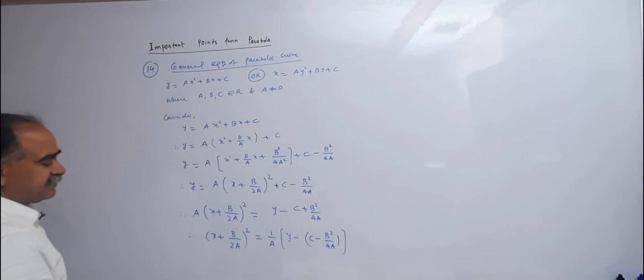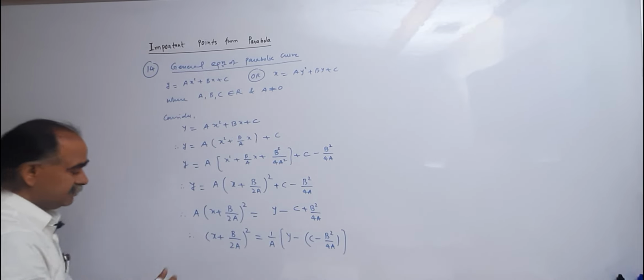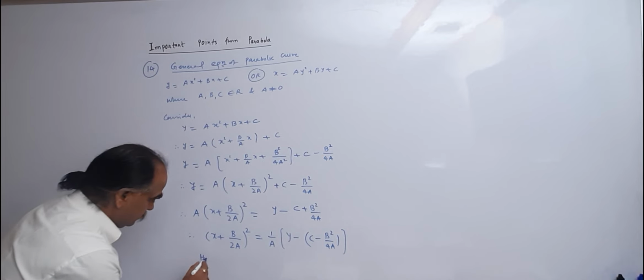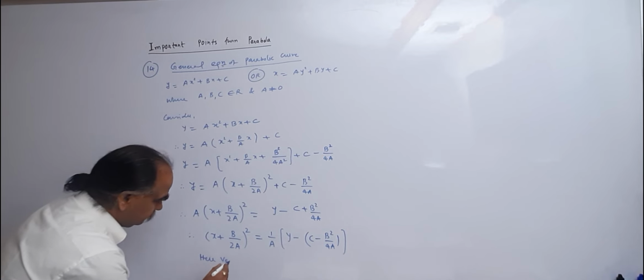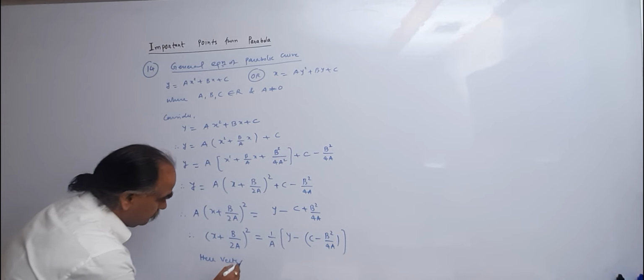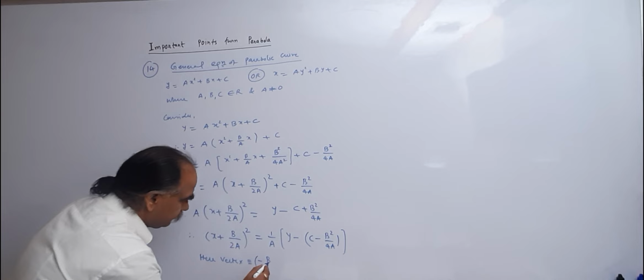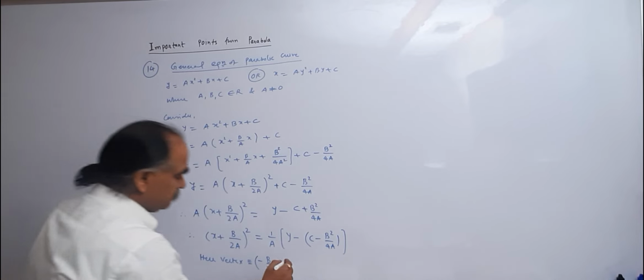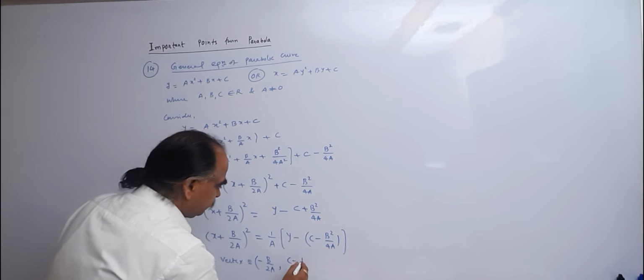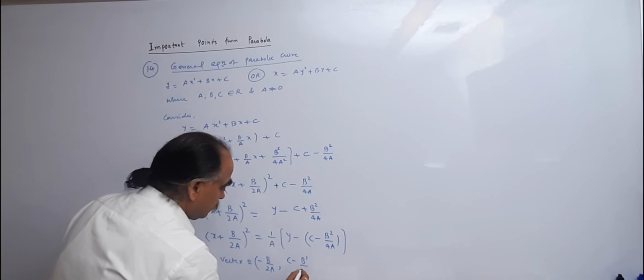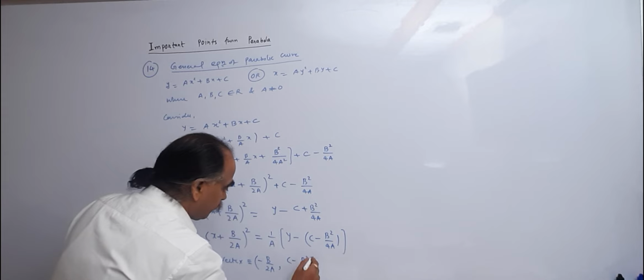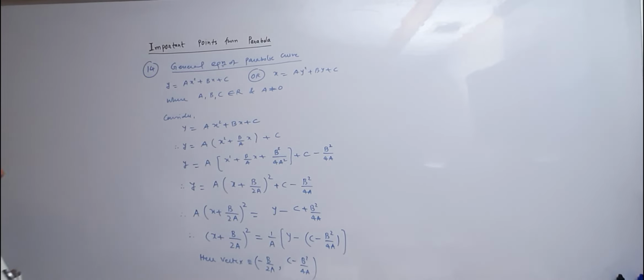In this case, the vertex will be what? Here the vertex corresponds to minus b by 2a, comma c minus b square by 4a. Similarly, we can find out for x is equal to.